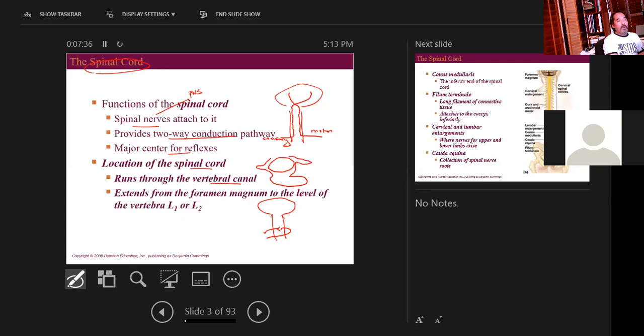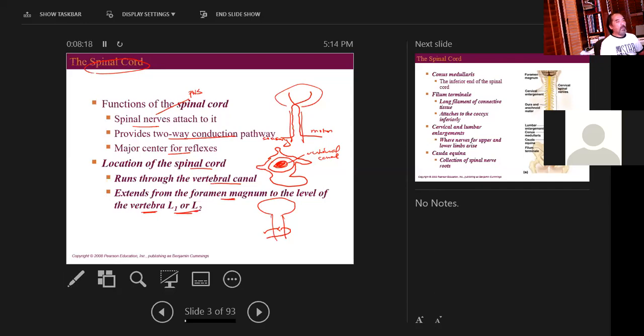So we talked about the vertebrae before. The hole where the spinal cord passes through is called the vertebral canal. So it comes from the brain, from the foramen magnum, and goes down into the vertebral canal, and it actually ends at the L1 or L2 vertebrae. So it doesn't continue on to the bottom. L1 and L2 are lumbar vertebrae 1, or sometimes lumbar vertebrae 2. But remember, we have vertebrae down to sacral 5, so it doesn't actually go down to that level.